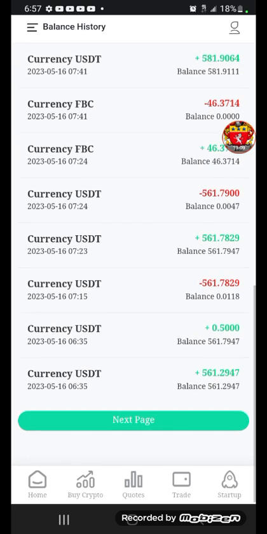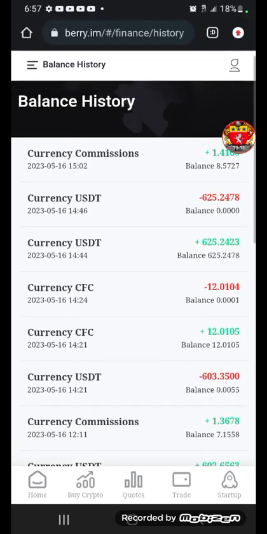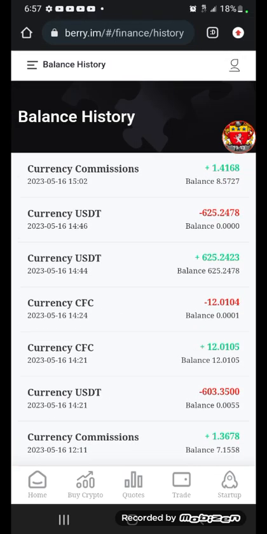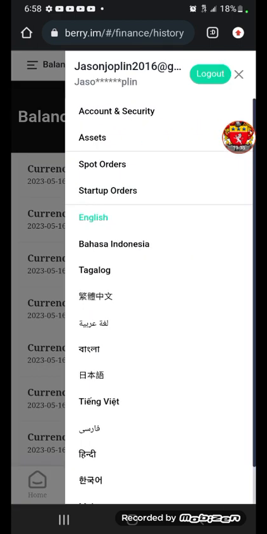From 561 to 625. It's like $65 from the $57 that I had made yesterday. So I'm making more and more money every single day. It's compound interest. Can't stress that enough.